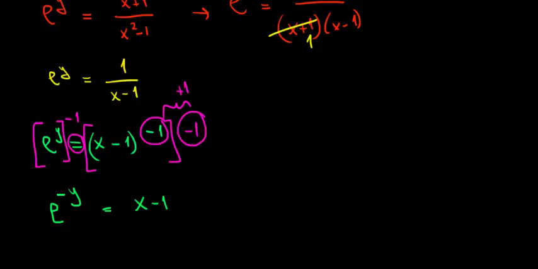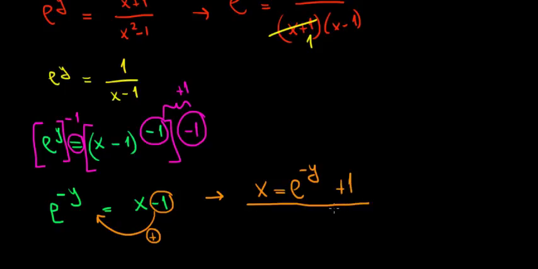And what is our goal here? We want to write x on one side only. So if we leave x on one side and we take the minus 1 over here, it becomes a plus 1. So we have e to the power of minus y plus 1. And that's it. This is our inverse, this is what we were looking for.